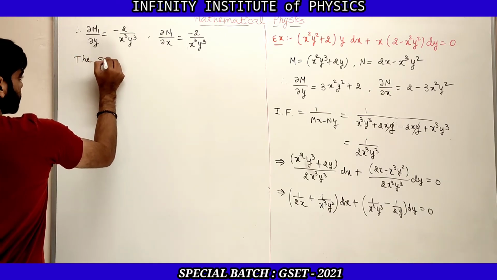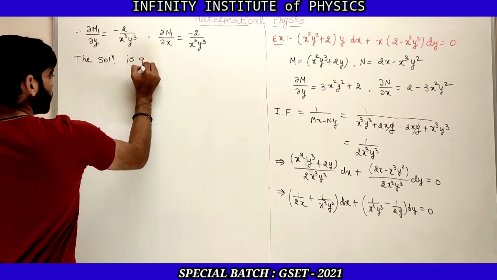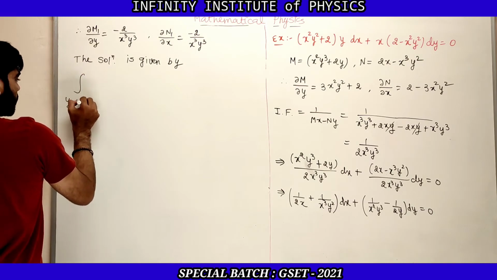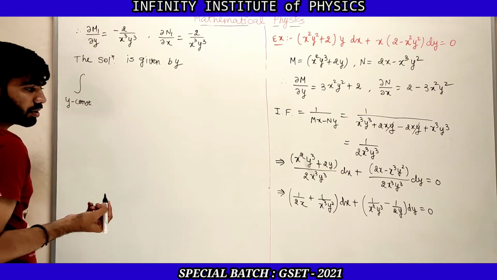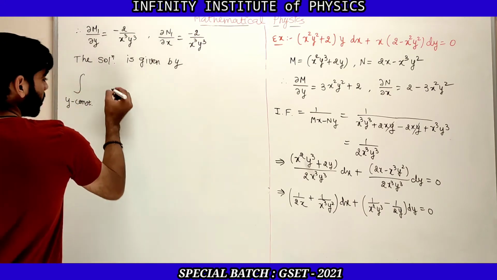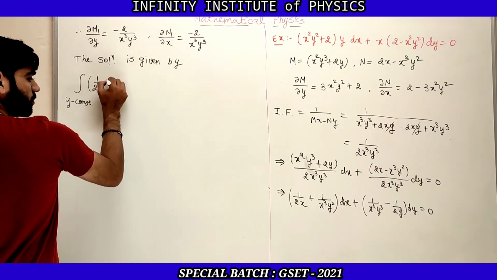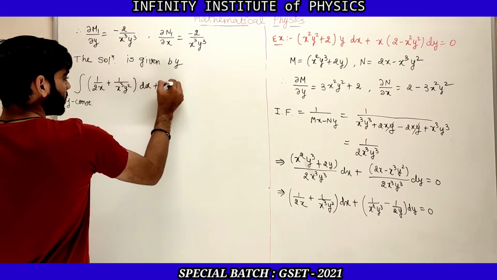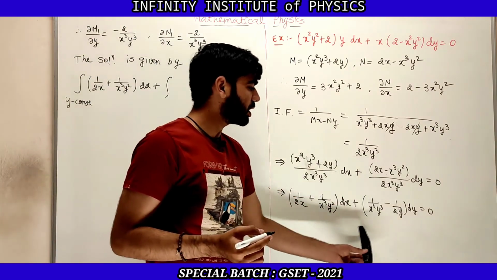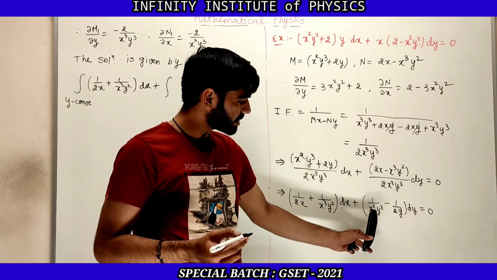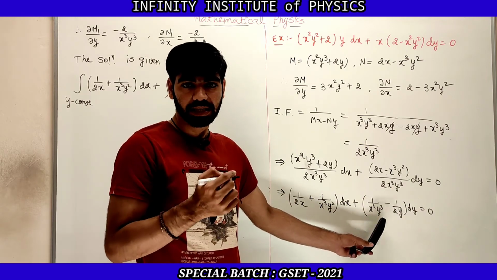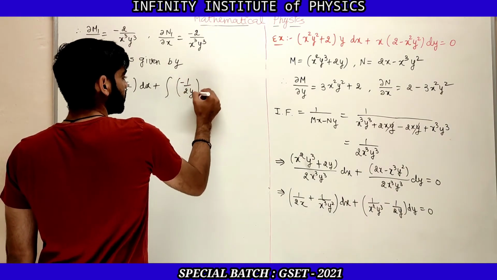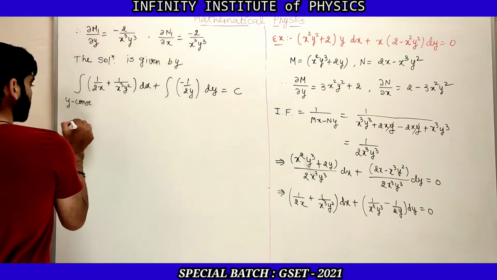So the solution is given by the integration of m1 with y constant, that is 1 by 2x plus 1 by x cube y square dx, plus the integration of terms of n1 not containing x. Here you can see that 1 by x square y cube is the term which contains x, so we need to neglect it. The remaining term is minus 1 by 2y dy, which is equal to c. And now do that integration.